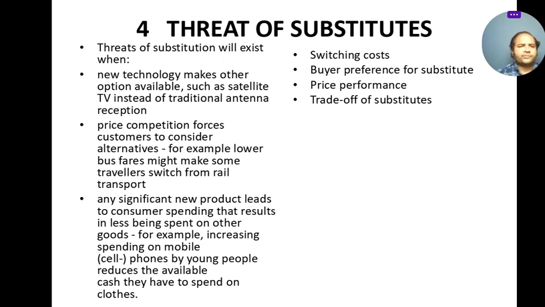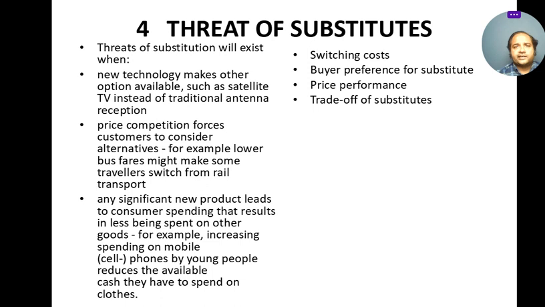Price competition forces consumers to consider alternatives. For example, a lower bus fare might make some travelers switch from rail transport. Any significant new product leads to consumer spending that results in less being spent on other goods. For example, increasing spending on mobile phones by young people reduces the cash they can spend on clothes.